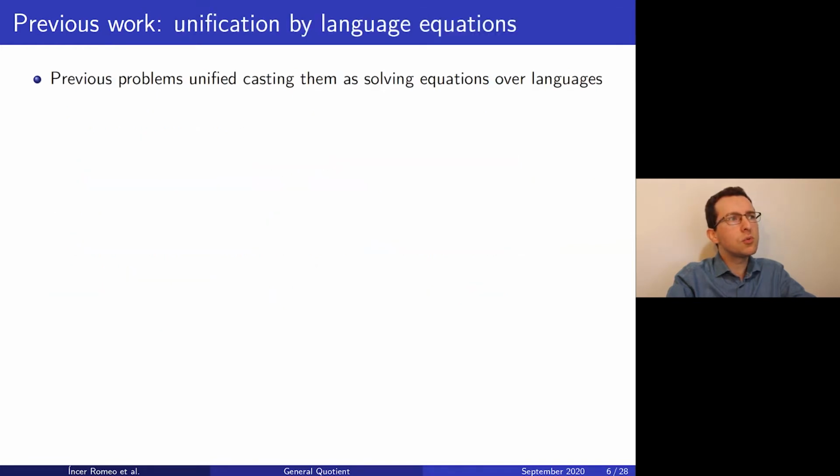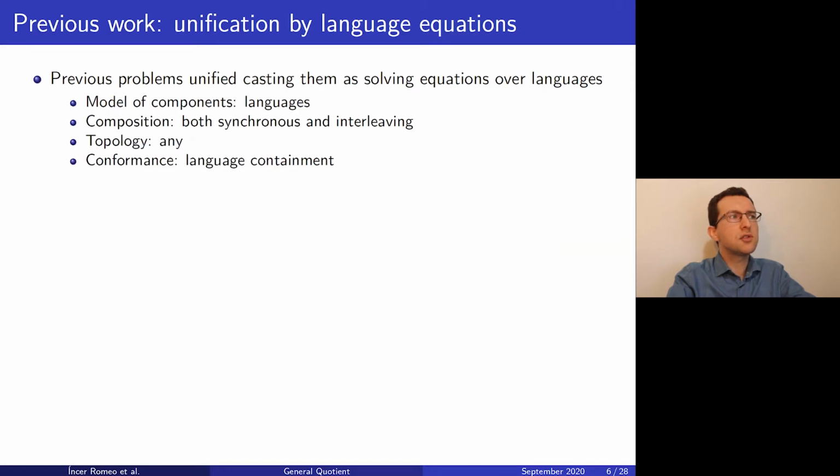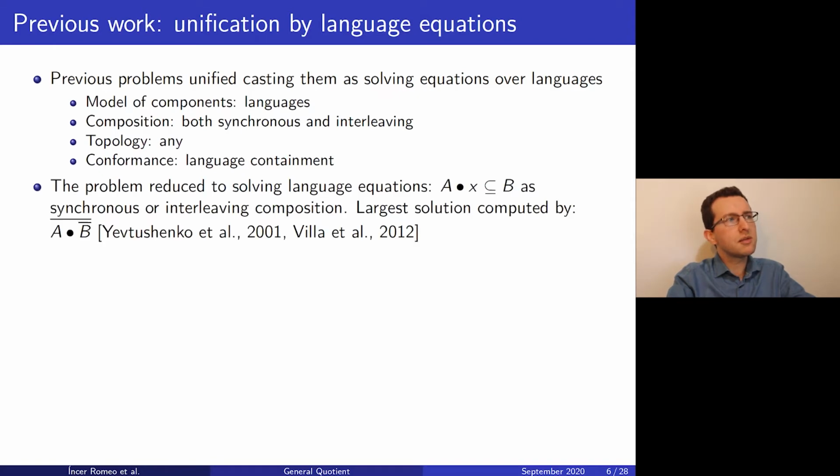Due to so many works on this quotient problem, there was an effort of unification, an effort that used languages as the underlying objects for the theory. Composition was assumed to be either interleaving composition or synchronous composition. It allowed for any topology, and conformance was language containment. The problem was reduced to solving equations ax less than or equal to b, and the largest solution was computed to be that expression.